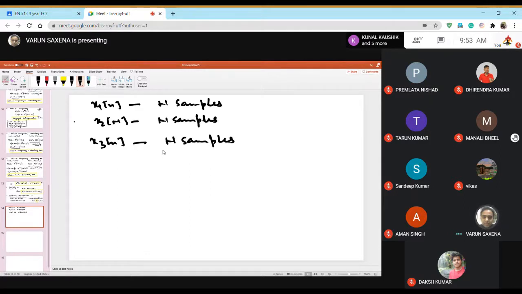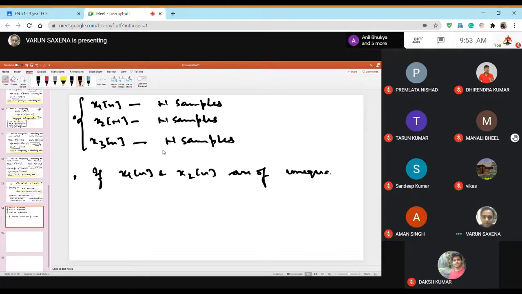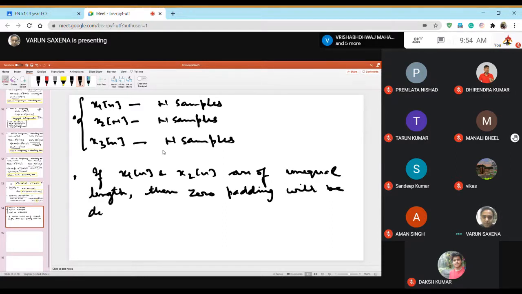And there's another important point. There is another important point which says that if x1n and x2n are of unequal length, then zero padding will be done on the shorter sequence to make it of equal length.